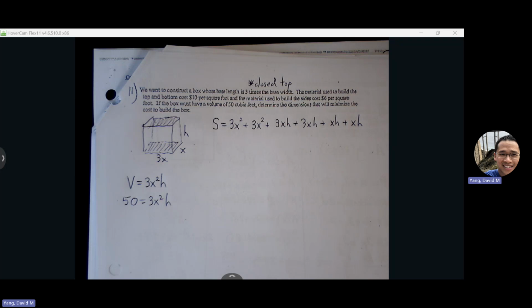We have to account for 6 surfaces, right? So identify the areas of each of the 6 rectangles, and then we need to multiply in the cost associated with each side.